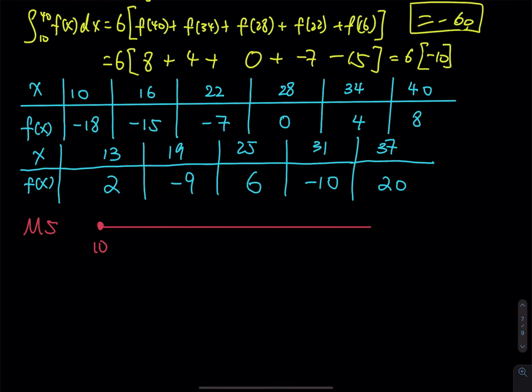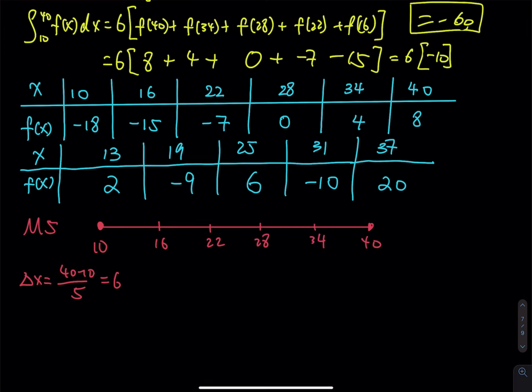From 10 to 40, using 5 subintervals, so delta x is equal to 40 minus 10 divided by 5. That is equal to 6. So we go from 10 to 16, right? Add 6, and then plus 6, and then plus 6, and then plus 6. And then 34 plus 6 is equal to 40.